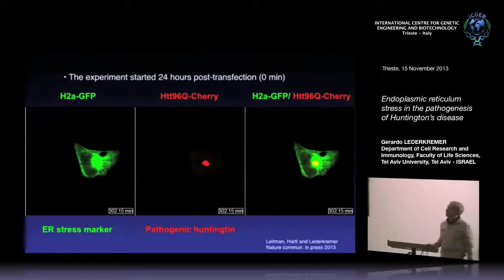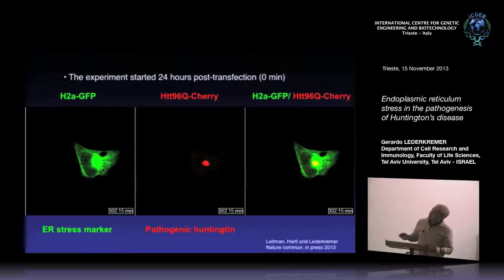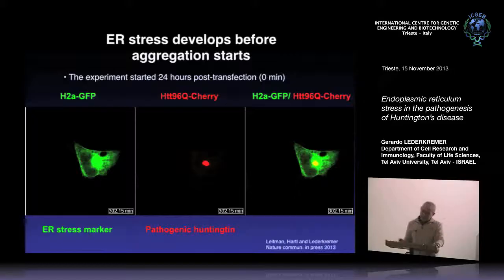Okay, so very clearly, the aggregate, again, aggregates in a matter of minutes, takes out most of the huntingtin from the cell. But very clearly, the ER protein is accumulating much before the aggregation, the appearance of huntingtin aggregates. So the conclusion is that ER stress develops before the aggregation starts. The aggregation into this large, what we call insoluble, detergent insoluble aggregates in biochemical experiments, or visible aggregates in the cells.